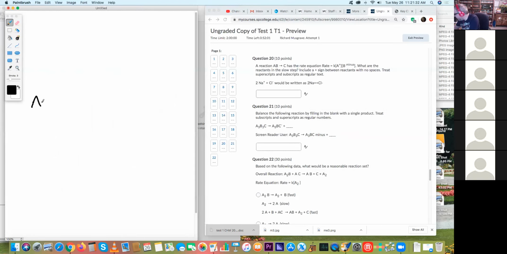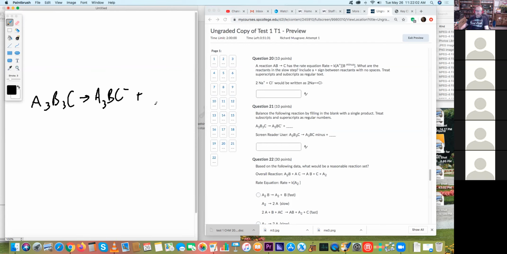So we've got A3, B3C gives A3BC minus plus something. So we've got to figure out what that something is. So the first thing I would do here is look at it and say, well, is this balanced for atoms, for example? And I see it isn't. We seem to be missing 2 B molecules.